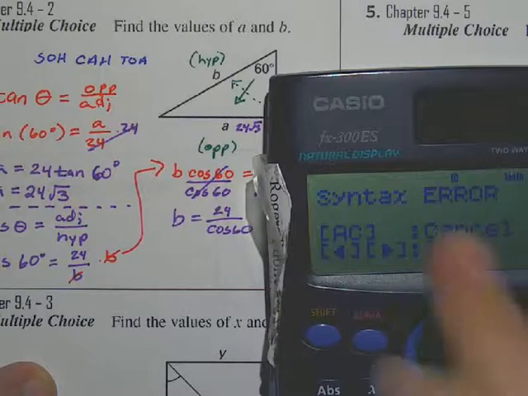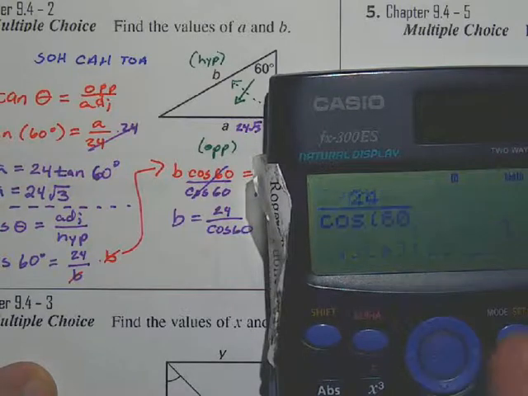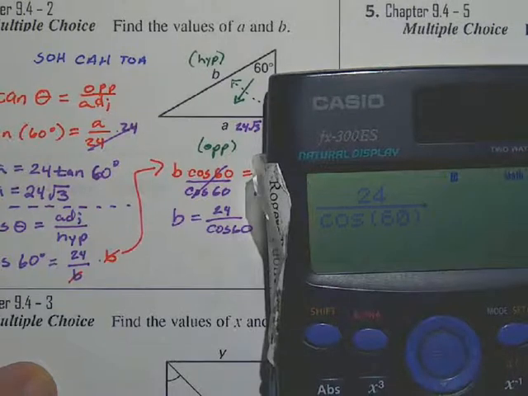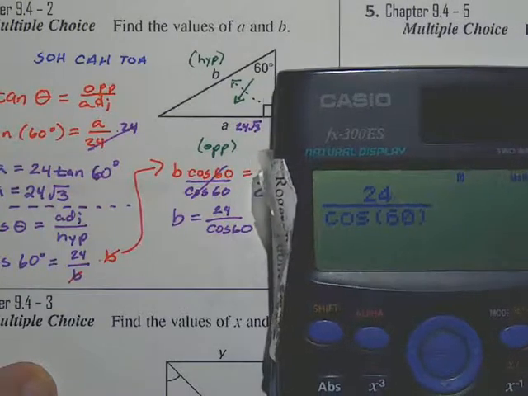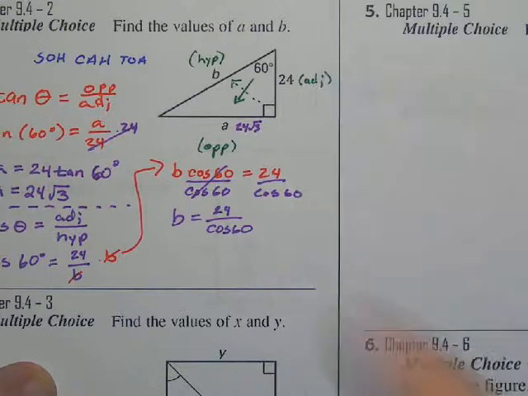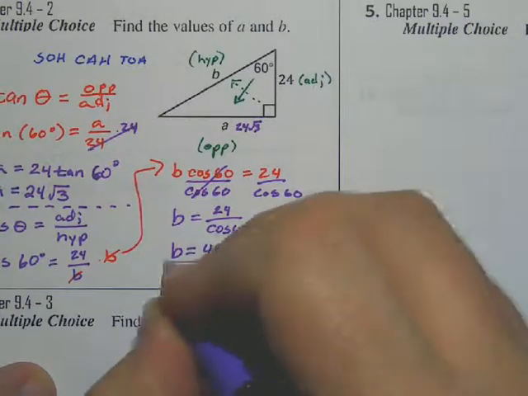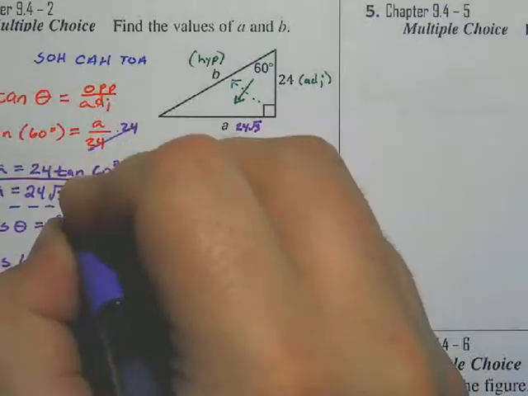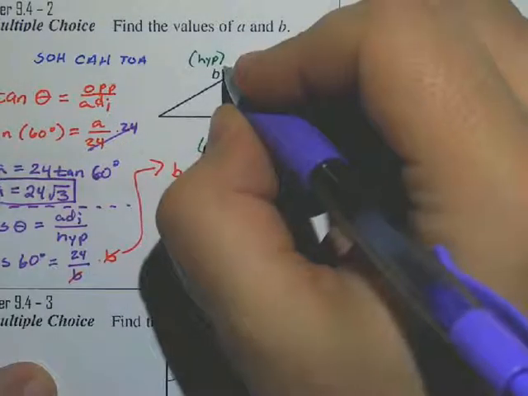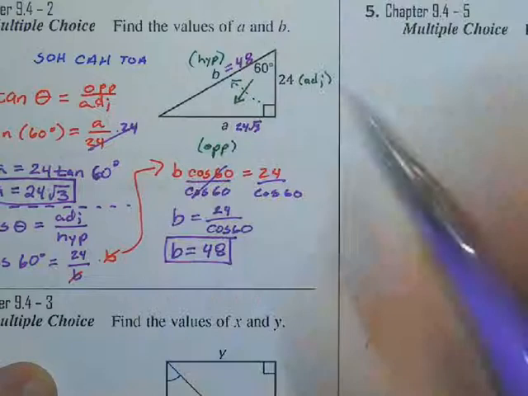Oh, and notice that it says go to. I did not put a closing parenthesis. There we go. It does not like that. You got to make sure you close it. So 48. B equals 48. So A was 24 roots of 3. B was 48. And there are my answers.